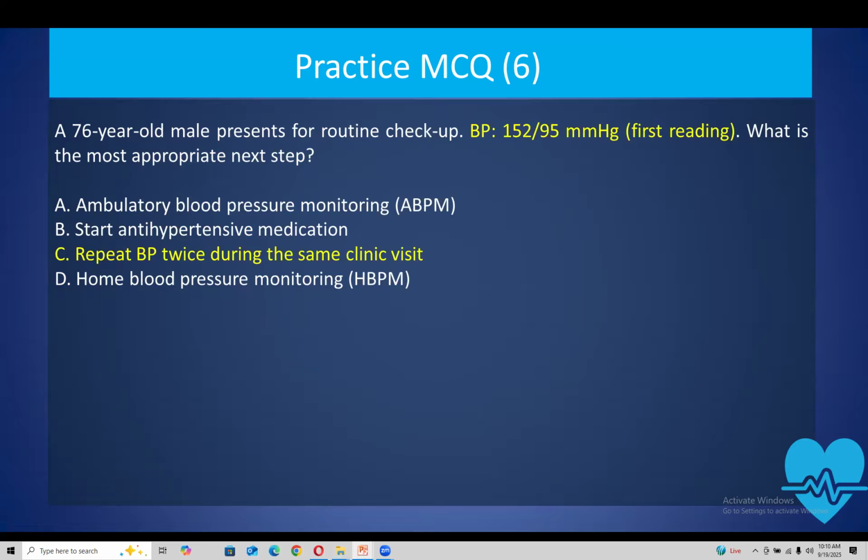The answer here is repeat blood pressure twice during the same clinic visit. This is not a diagnosed hypertensive patient. He came for the first time, and the first reading of blood pressure is high, 152 by 95. So according to NICE guidelines, you will check the blood pressure again during the same visit and then use the lower of the two readings to decide further management.